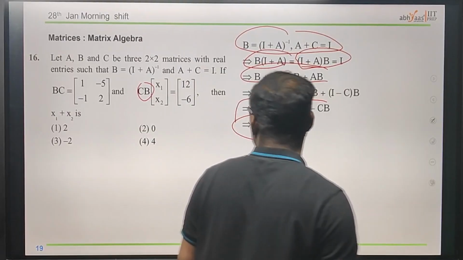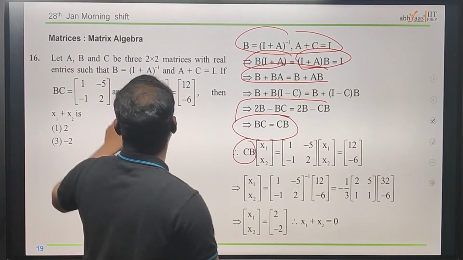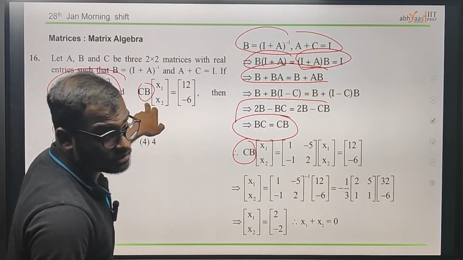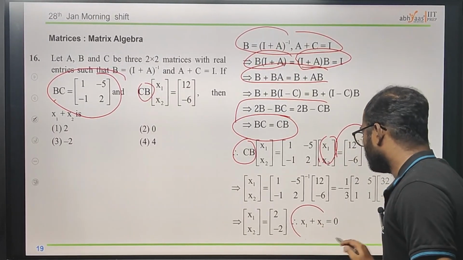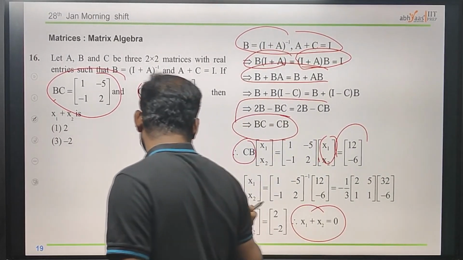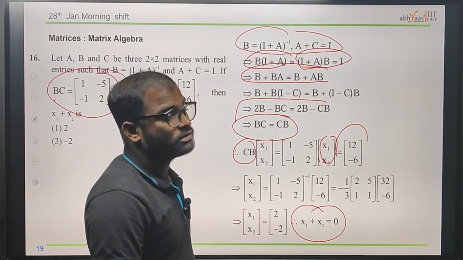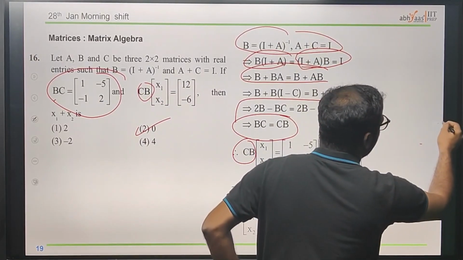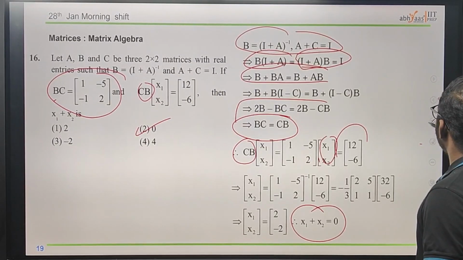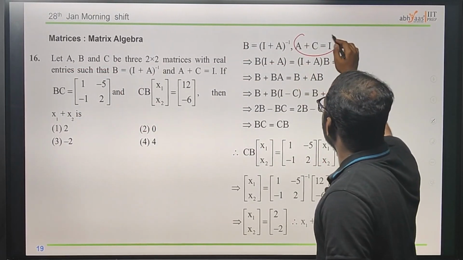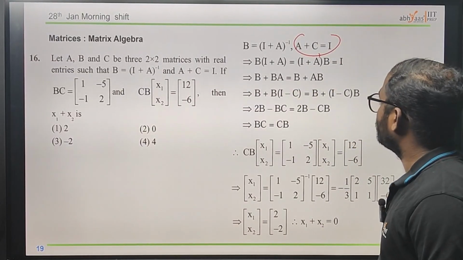Now that means we can have a CB situation, which can be written as BC. For that reason we can substitute those here in order to find x1 and x2. Finally we find x1 plus x2 as 0, which is 2 minus 2. Ultimately you need to use the properties of this one, and also use A plus C is equal to I here. After making that A plus C, we can easily find that one. I hope you understood.